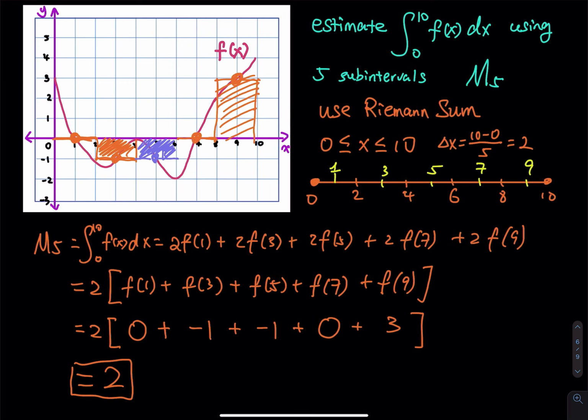So we have 6 boxes. So this is 6 boxes. -2, -2. So 6 minus 4 is equal to 2. So I know my answer is correct.